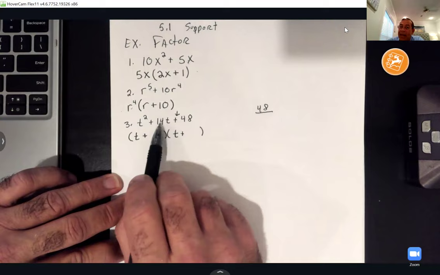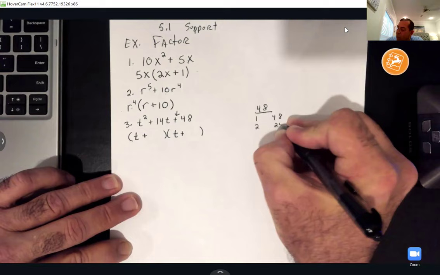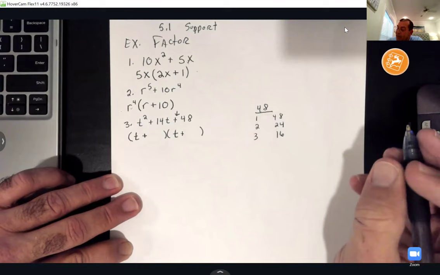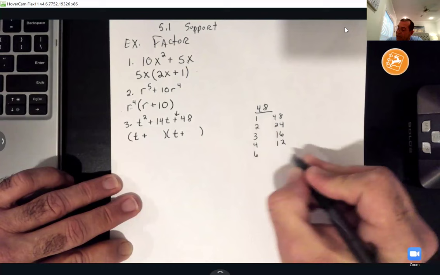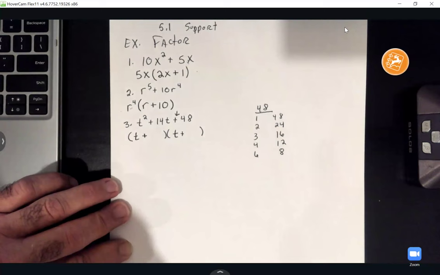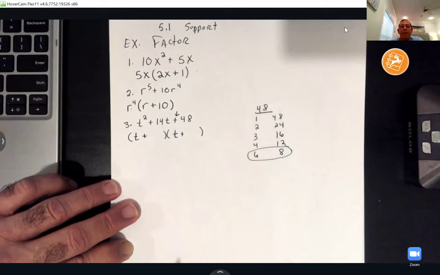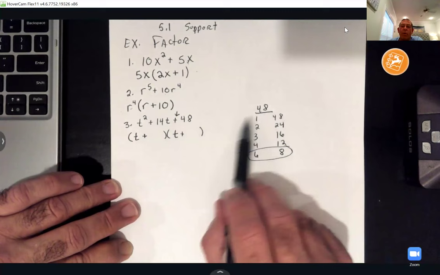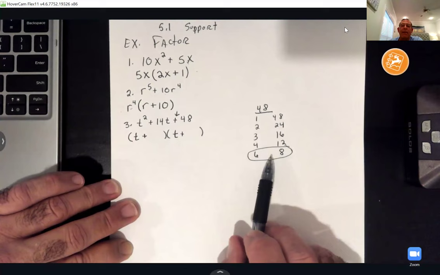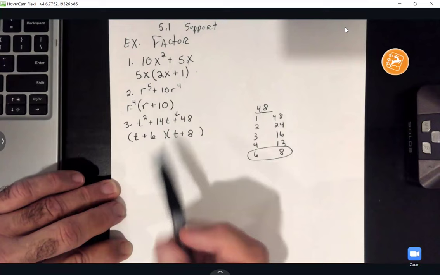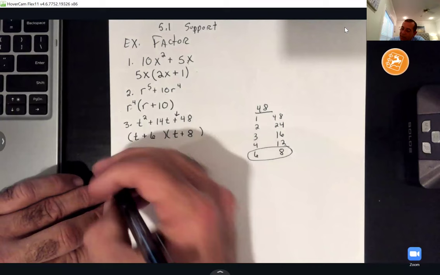So 48 would be 1 and 48, 2 and 24, 3 and 16. What's next? 4 and 12, and then 6 and 8. And that's all the ways to get 48. So remember, I need the ones that add to get 14. That would be 6 and 8, right? The only factors of 48 that add to get 14. The others would add to 49, 26, 19, and 16. But we had a 14, so we needed a 6 and an 8. And it doesn't matter where you put them because they're both positive. All right, y'all, that's factored. So now we move on.